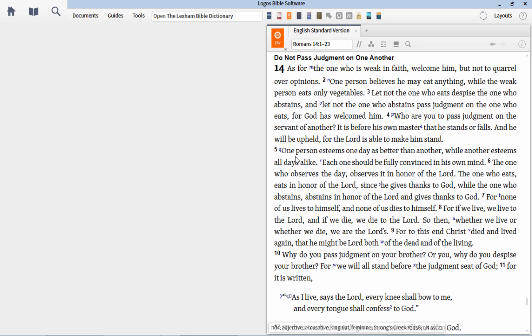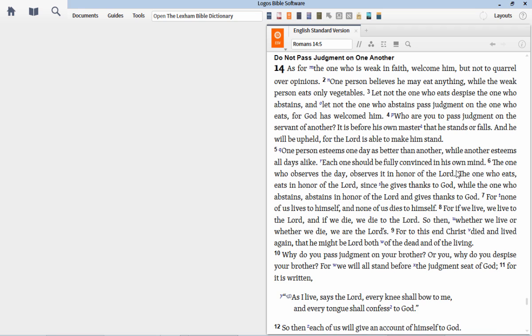In Romans 14, from verse 5, it says that one person esteems one day as better than another, while another esteems all days alike. Each one should be fully convinced in his own mind. The one who observes the day observes it in honor for the Lord. Some people think this refers to Sabbath keeping and which day is the holy day to keep. You know, some people say Sabbath, some people say Sunday. Paul says you can keep whatever day you want. But Paul is not talking about the holy day to keep. He's not talking about the Sabbath. He's talking about the day of fasting.